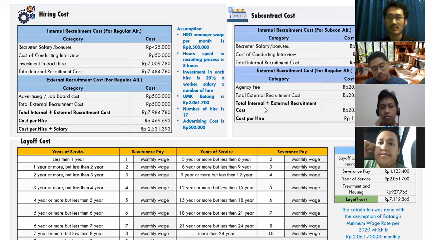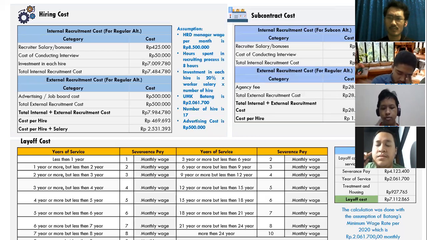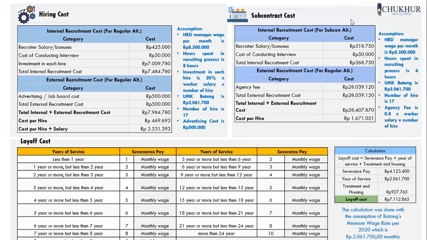The layoff cost is calculated with the formula of severance pay plus year of service plus treatment and housing. We calculated the layoff cost based on the table of severance pay regulations, which are all part of the Undang-Undang Ketenagakerjaan number 156 Article 2. The formula of the layoff cost is shown in the calculation on the slide here.